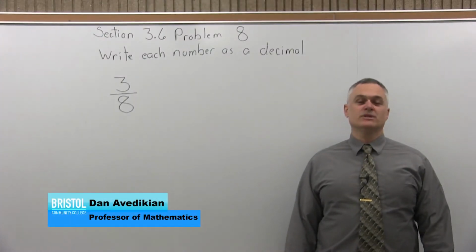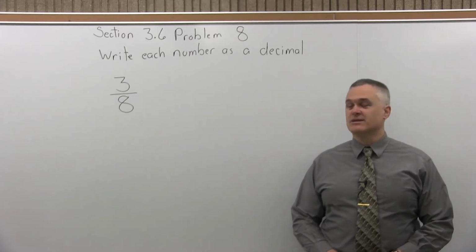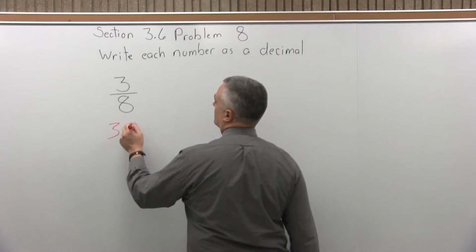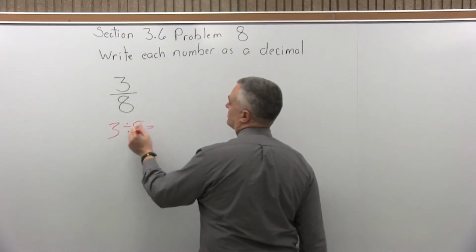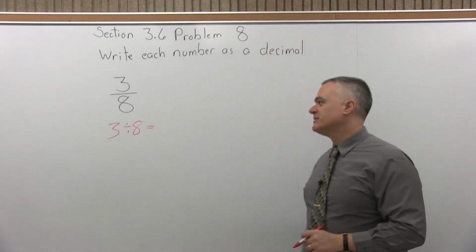This is Section 3.6, Problem 8. It says write the number as a decimal, and we have 3/8. So with any of these, if you do have a calculator, just enter the numerator first, then the denominator. For this one, it would be 3 divided by 8 equals, and the calculator will immediately give you the result.